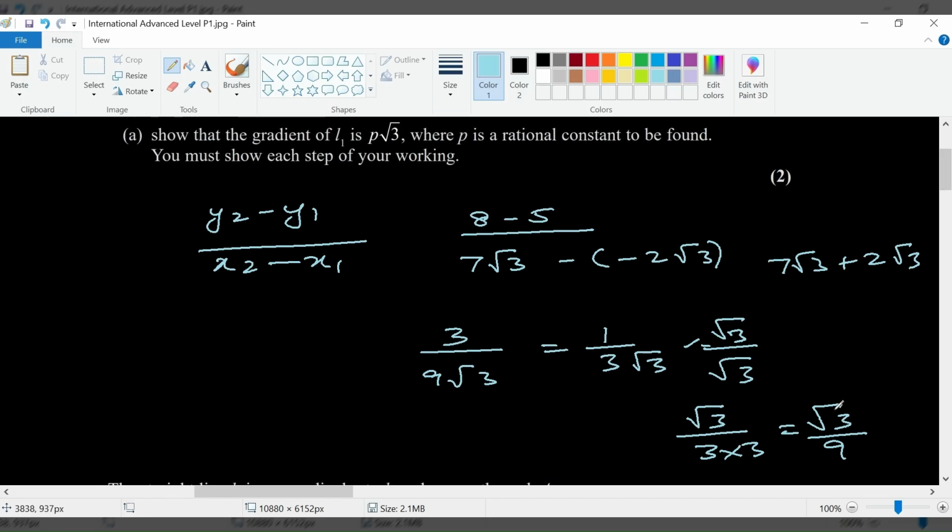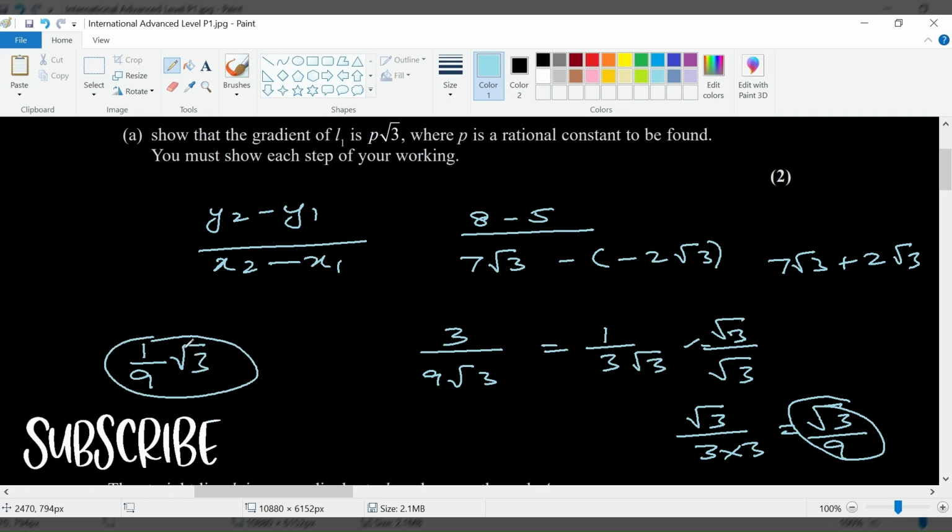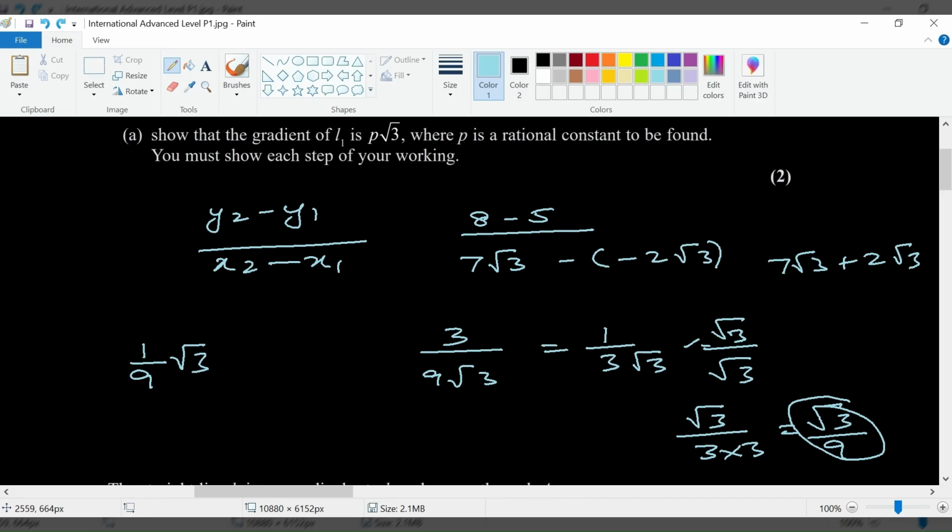So this is going to be the answer. Or we can write it another way, as 1 over 9 root 3. Both are going to be the same. As we can see here, this is the value of p that we are looking for, and root 3 is over there. So this is the final answer for the first part of the question.